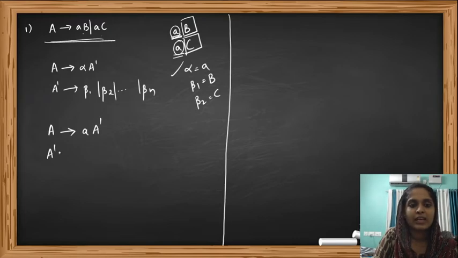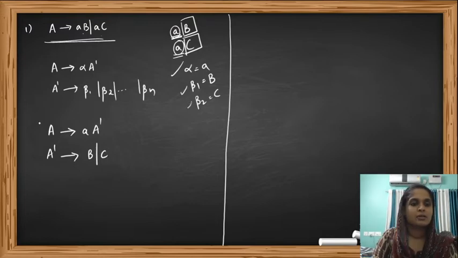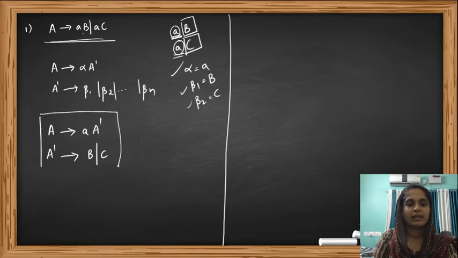And what's the value of A dash? A dash produces beta 1, beta 2, etc. Right? So here there are two betas. Beta 1 is B, so we can write it as B bar. What is beta 2? Beta 2 is C. So we can write it as C. So this is our final answer.